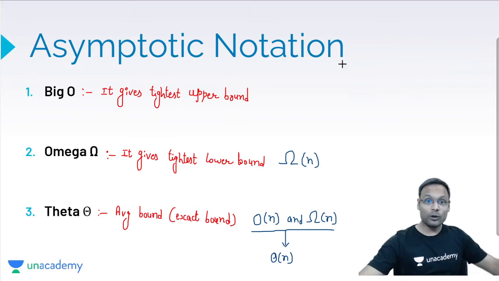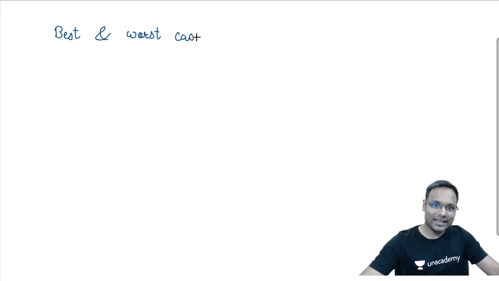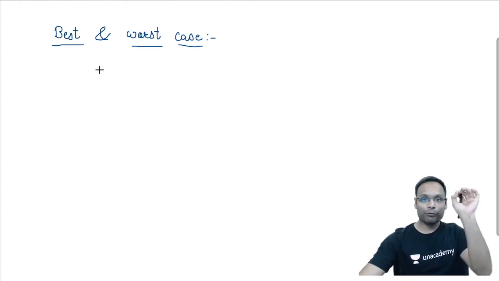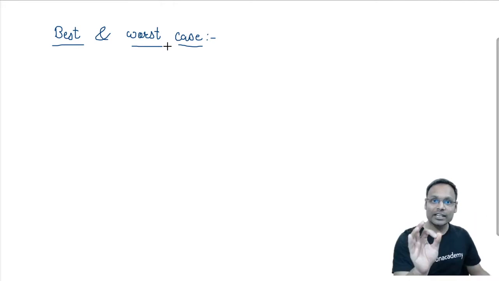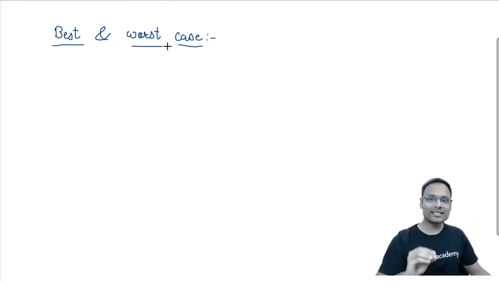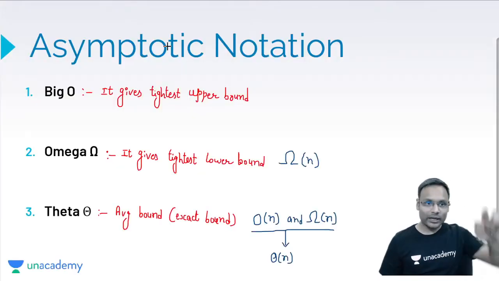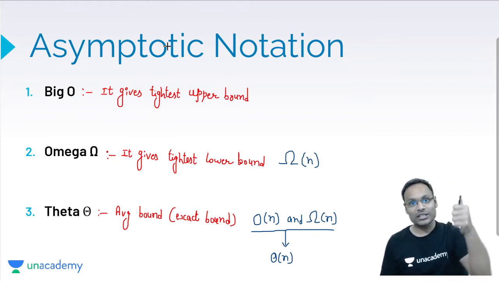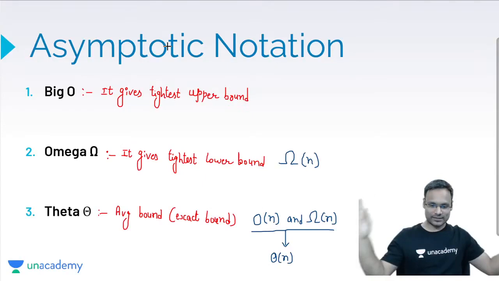Now there is a difference between two things, which are best and worst cases. What is the meaning of best case? Best case is that input for which your algorithm takes minimum time. And worst case is that input for which your algorithm takes maximum time. Minimum time can also be denoted in any of these three asymptotic notations. Yes. Maximum time also you can denote in any of these three notations.